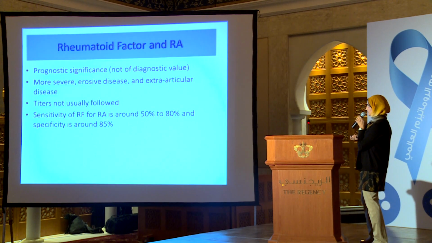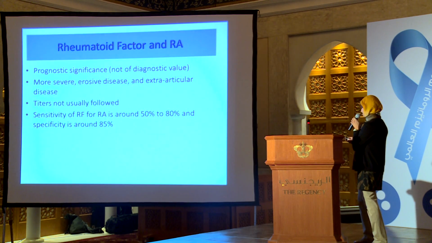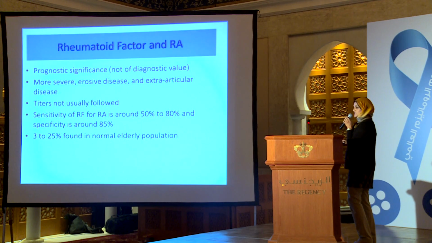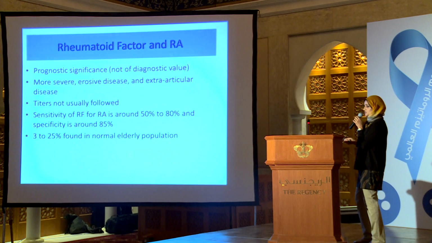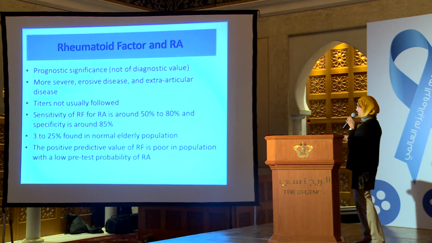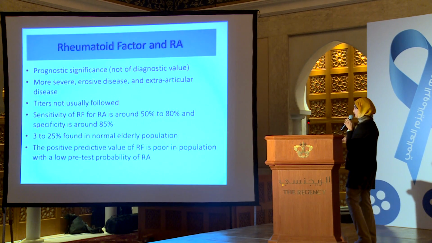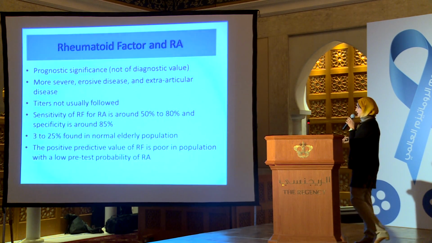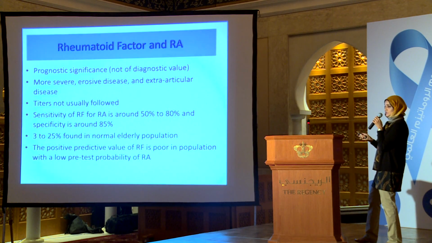Sensitivity of rheumatoid factor in RA ranges between 50 to 80%, and it has specificity of 85%. And please keep in mind that up to 25%, so one quarter of the elderly population, can have a positive rheumatoid factor. So all these facts make the positive predictive value of rheumatoid factor poor in a population with a low pre-test probability.